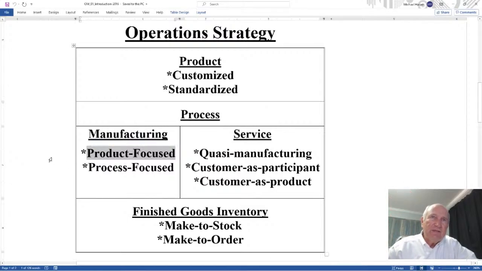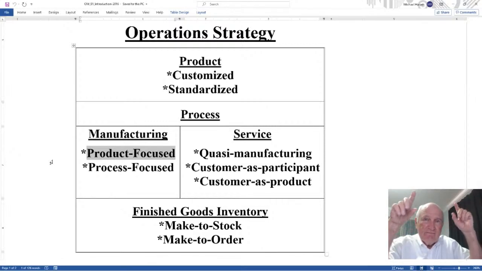Well, the characteristics of product focus is you can make a very large quantity, very efficiently, very fast, and low cost. Because you're doing the same things over and over and over again, it creates efficiencies as far as speed and cost and high volume, low cost in your products. So there's the characteristics of product focus, which I say in the video.